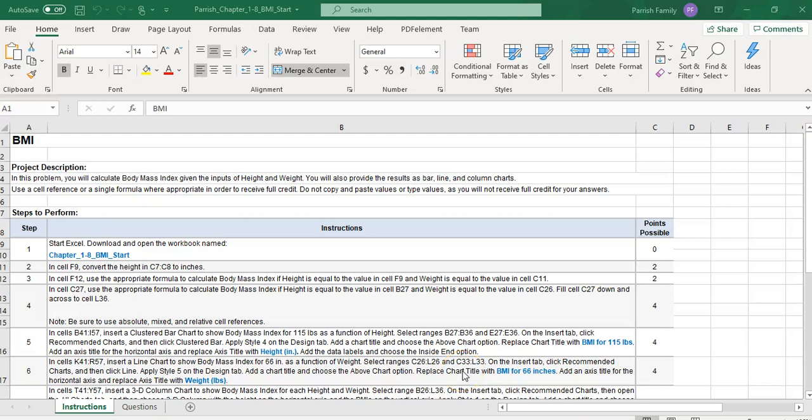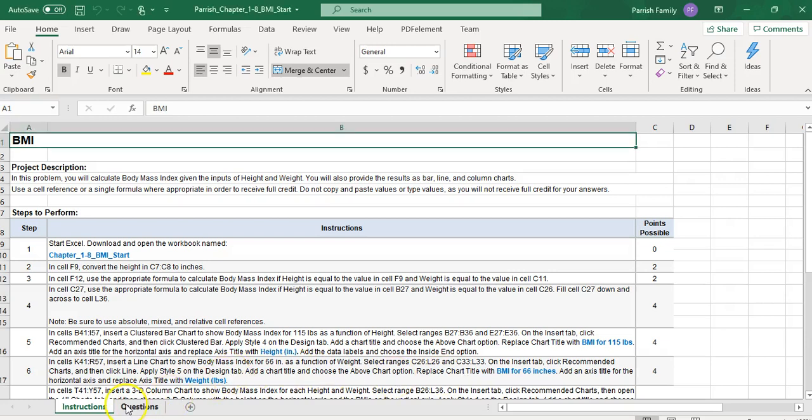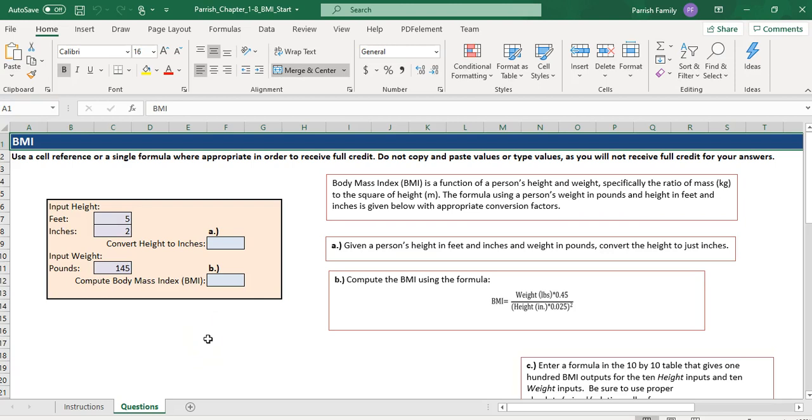All right, so we're going to look at this Chapter 1 Body Mass Index file, and let's talk about what they're asking you to do. Body mass index is a function of a person's height and weight, specifically the ratio of the mass in kilograms to the square of the height in meters. It is used to approximate whether your weight is appropriate for your height or whether you're overweight.